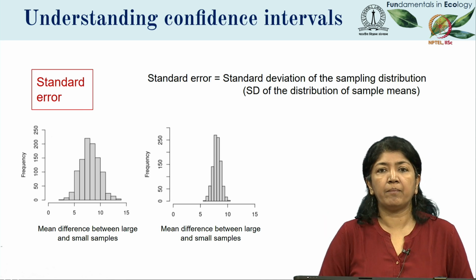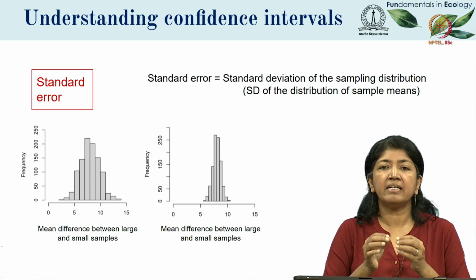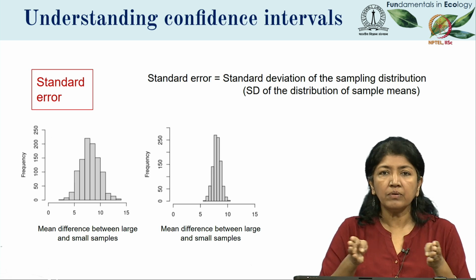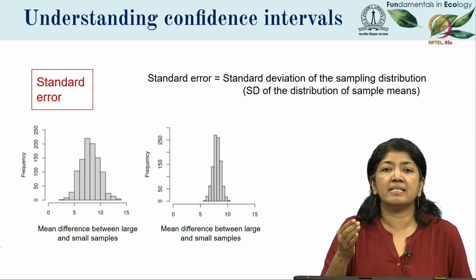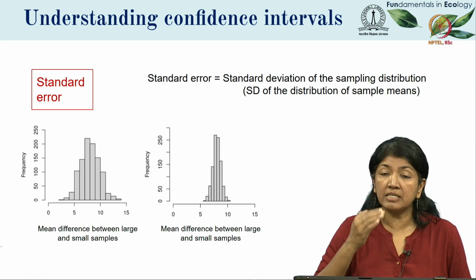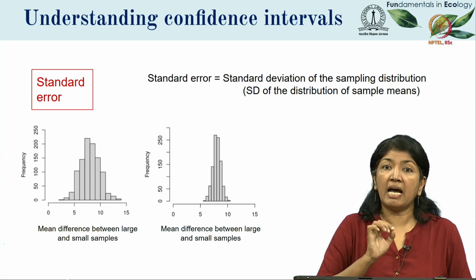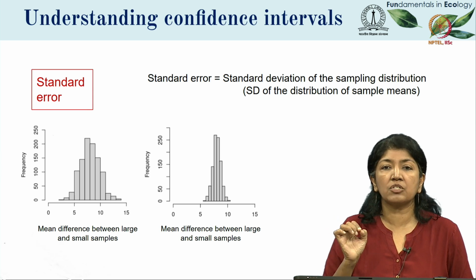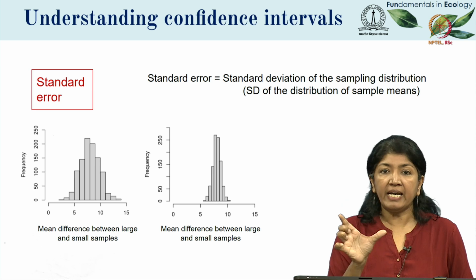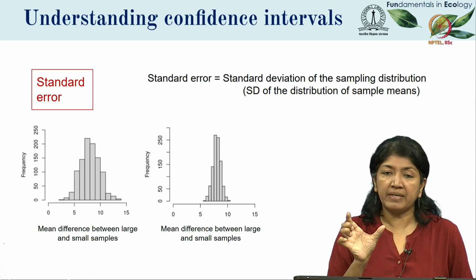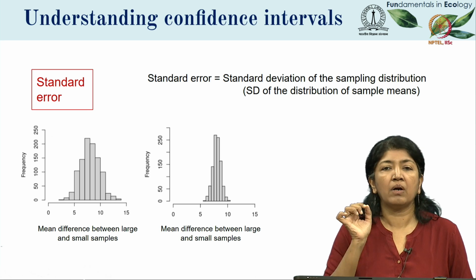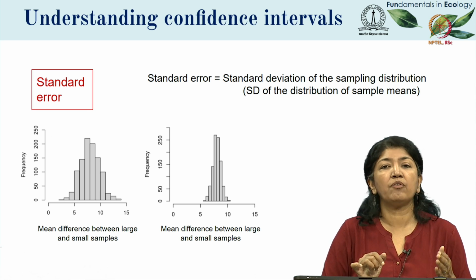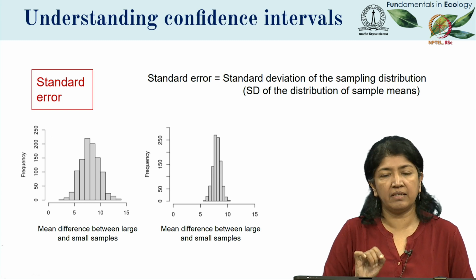So, remember from basic statistics that standard deviation of your sample tells you how much spread there is in your data set. The standard deviation of the distribution of means, this is the sampling distribution, here is the distribution of your sample means. The standard deviation of the sampling distribution is called the standard error. Wide standard error would mean imprecise and narrow standard error would mean a very precise estimate of the statistic you are interested in. Here for example, mean difference in species richness.